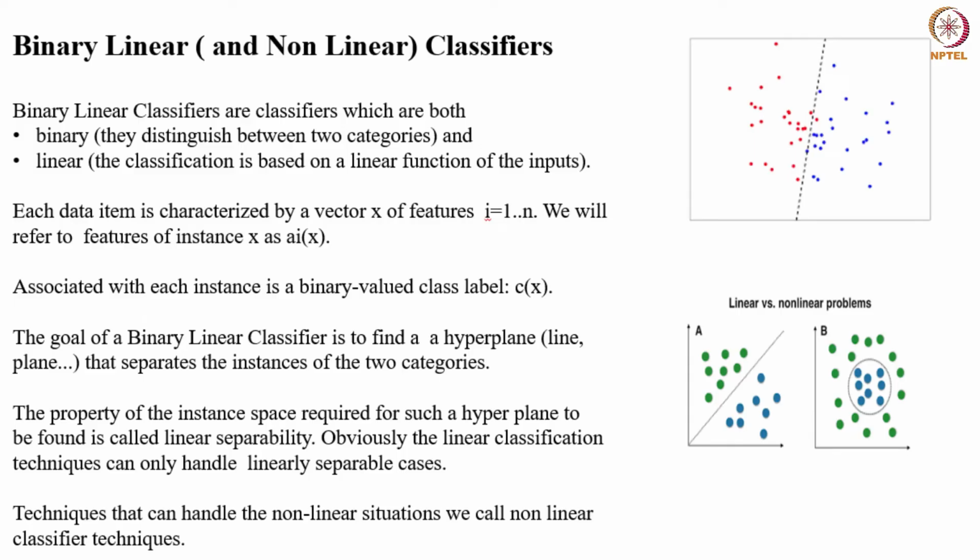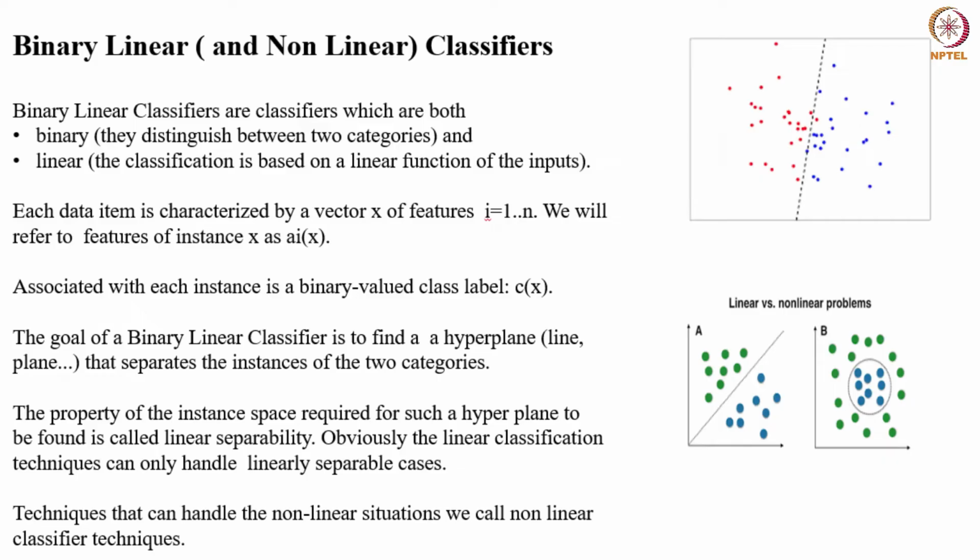A few words about binary linear classifiers. Such classifiers are binary in the respect that they distinguish only between two categories or classes. They are linear in the respect that the classification is based on a linear function of the inputs. So each data item is characterized by a vector x of features 1 to n, and we refer to the features of instance x as a_i(x). Associated with each instance is also a binary-valued class label, c(x).